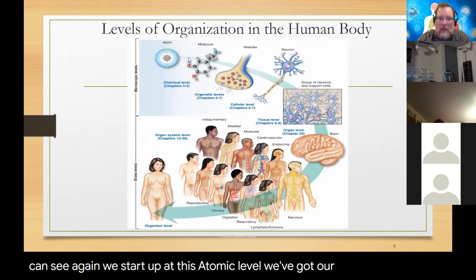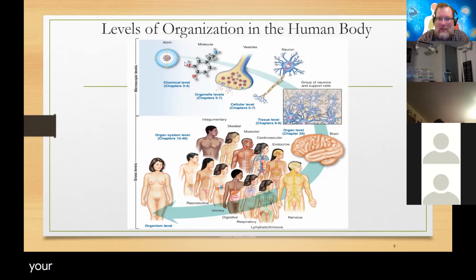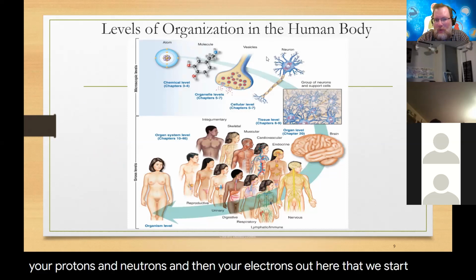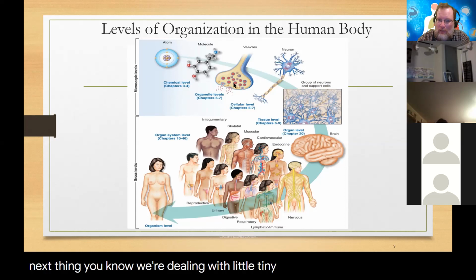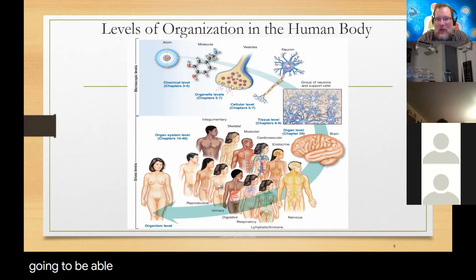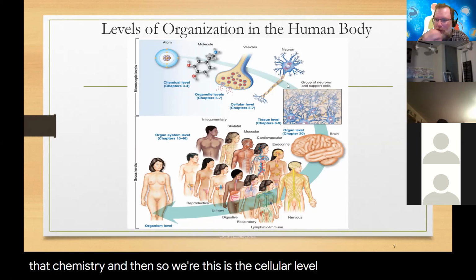We've got our subatomic particles, your protons and neutrons, and then your electrons out here. And then we start working our way into the chemical level. We put some of these together and we get a molecule. Put some molecules together, we get some compounds, and next thing you know, we're dealing with little tiny organelles of the cells that are going to be able to work with and manage some of those molecules or manage that chemistry. And then, okay, so this is the cellular level, the organelles and the cells together.